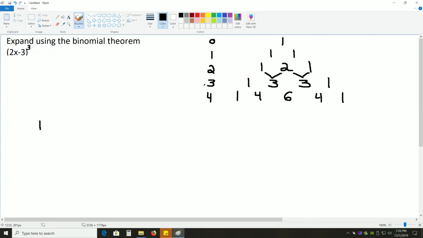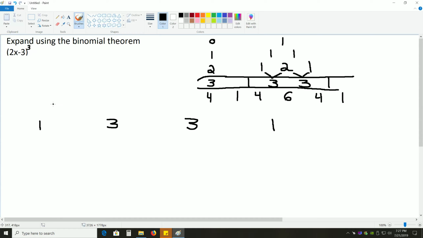So we are using this third row. Let me underline it here. We're using this row here because our exponent is a 3. So we go to the exponent row of 3, and that says we need 1, 3, 3, 1. So 1, 3, 3, 1, and we want to leave a lot of space here because we're going to be putting in terms in between.